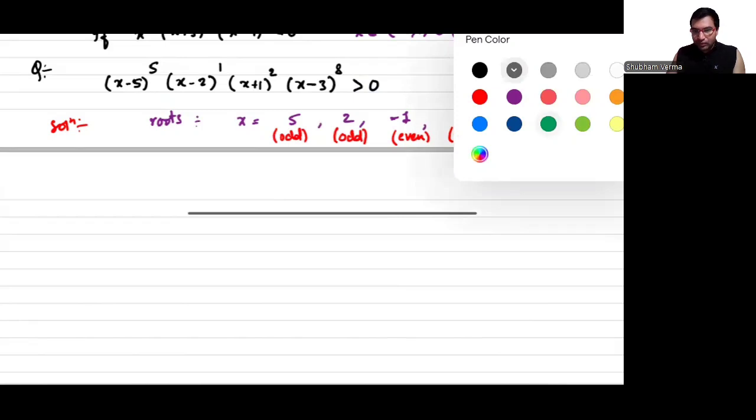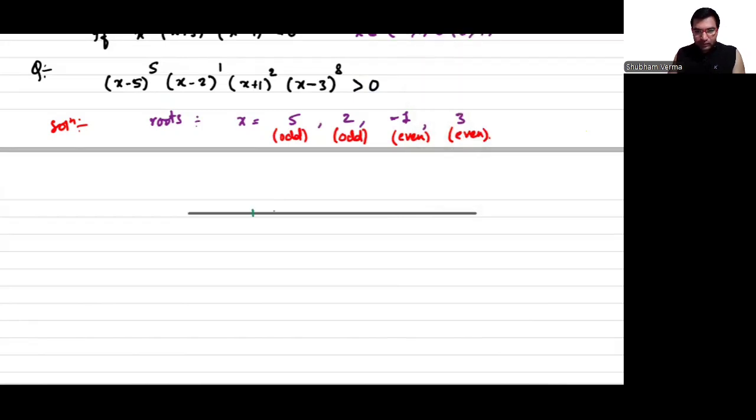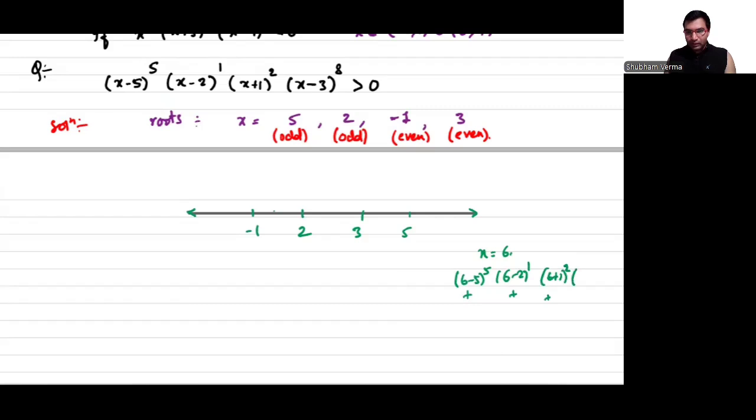Now, on the number line, how do I put it? Minus 1. Then we have 2. Then we have 3. And then we have 5. Okay, so this is the number line. Now take any number. Let's take 6. If I take x equal to 6, what will happen to the first factor? 6 minus 5, positive. Then you have 6 minus 2 to the power 1, positive. 6 plus 1 to the power 2, positive. And 6 minus 3 to the power 8 is again positive, right? So positive times positive times positive will give you a positive answer. So here the function is positive.